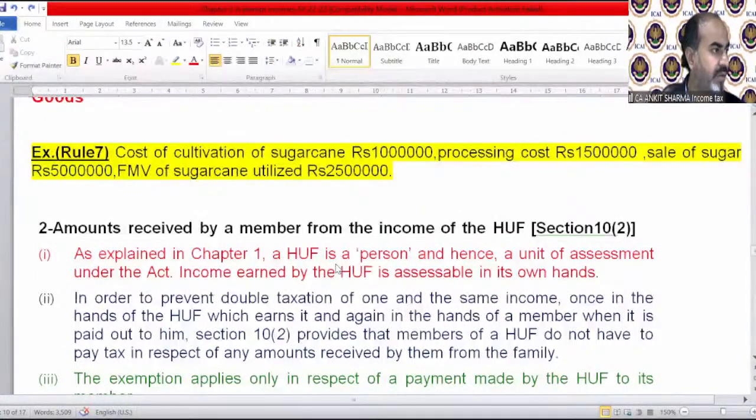Okay, let me see any other query. Jay Prakash is asking, does kind mean agricultural products only? Yes, only agricultural products should be taken in kind. That will form part of your agricultural produce also.